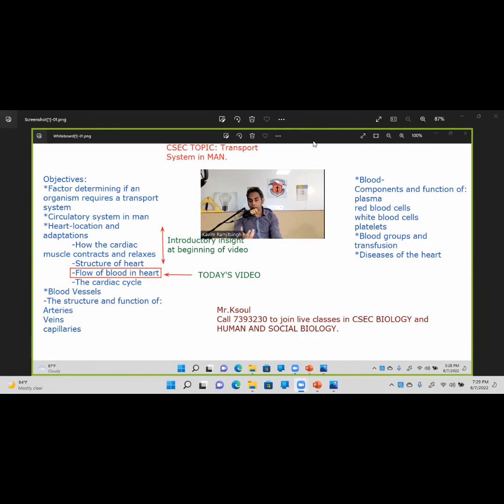So the outstanding topics in the transport system to be proficient in this concept is the cardiac cycle, blood vessels, looking at the structure and function of the arteries, veins, capillaries, blood, the components and function of it, plasma, the red blood cells, the white blood cells, platelets, and understanding the blood groups and then diseases of the heart, right?